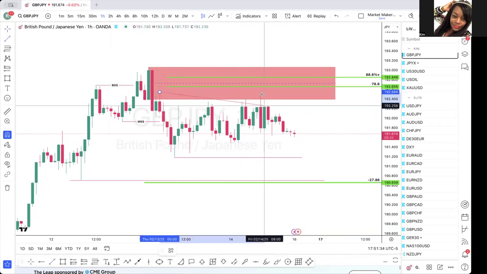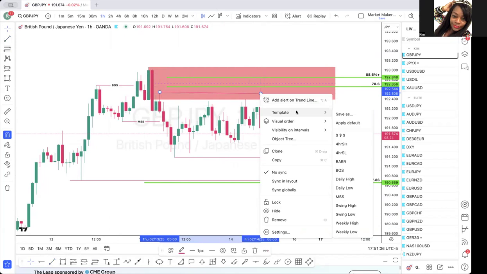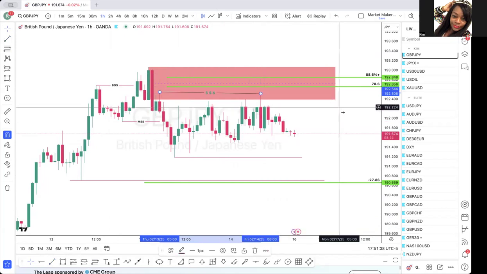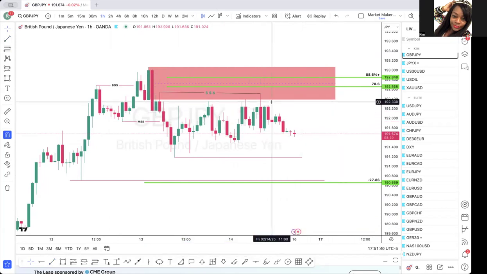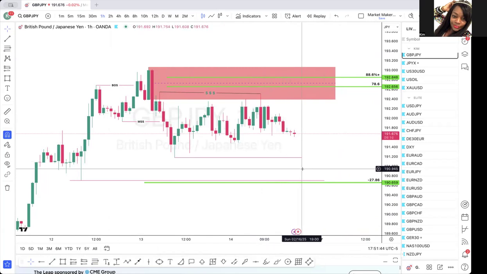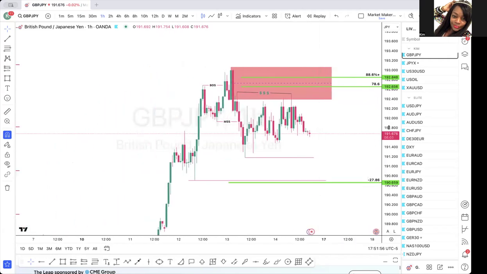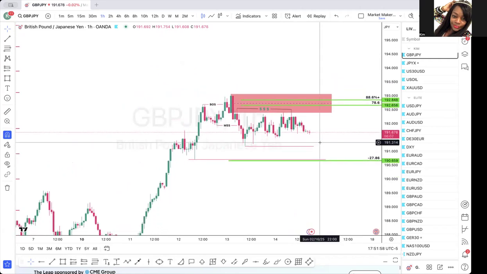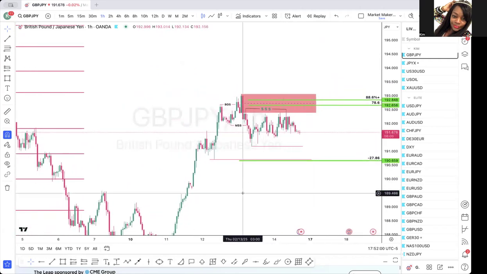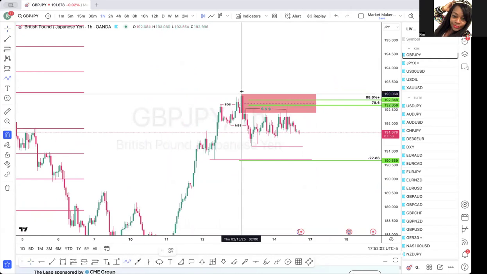And this right here is liquidity. All right. So if price breaks this low here, then I will be expecting price to pull back to, not close above, but maybe wick the 78 and then continue selling down for another push. So this is what I would be expecting.